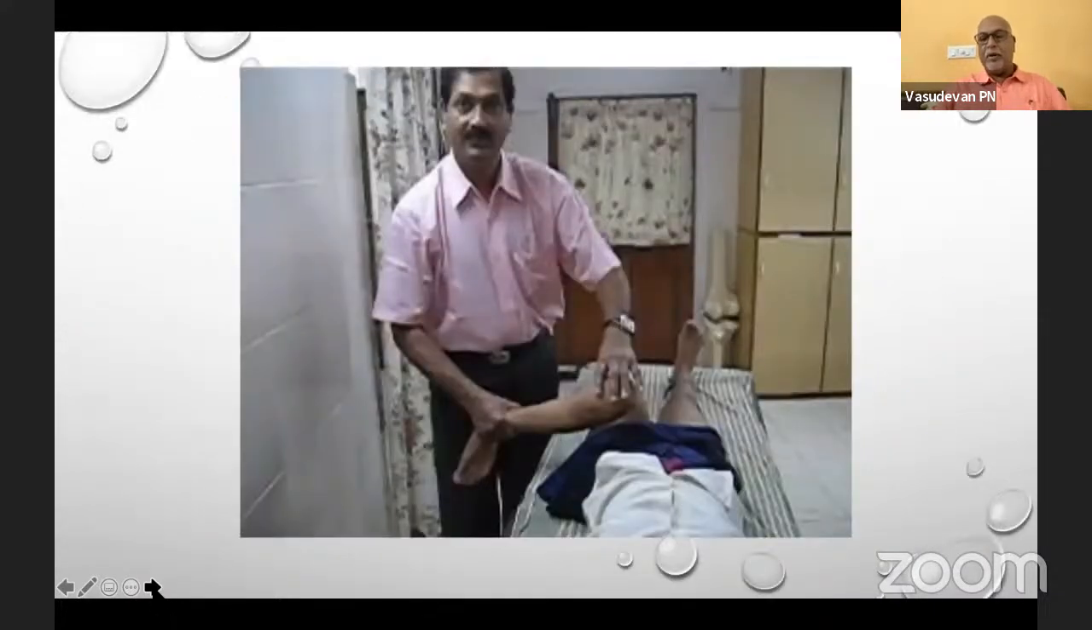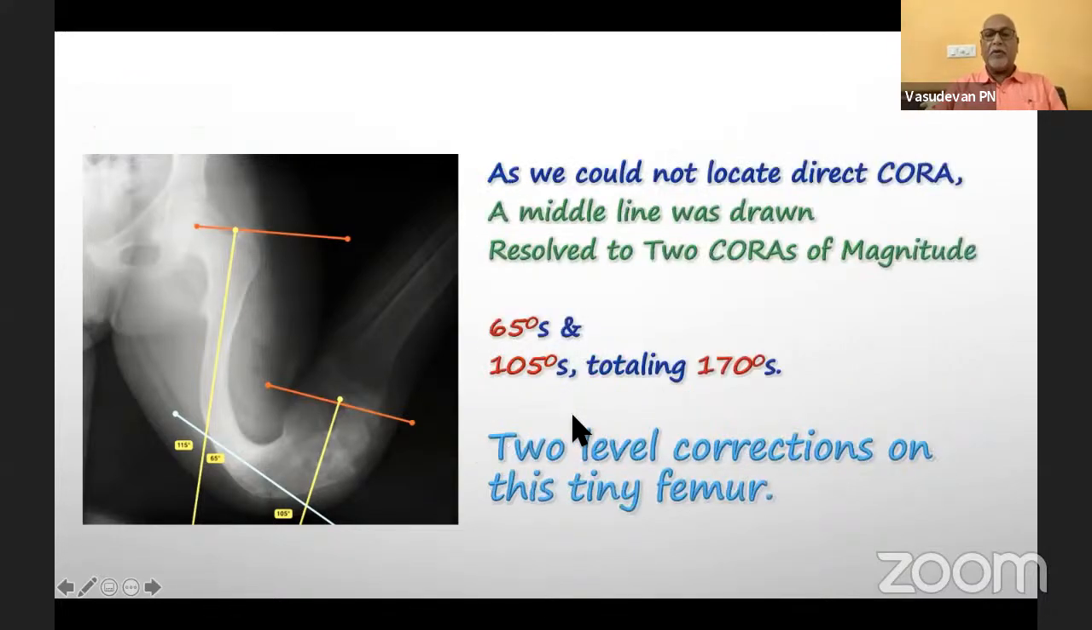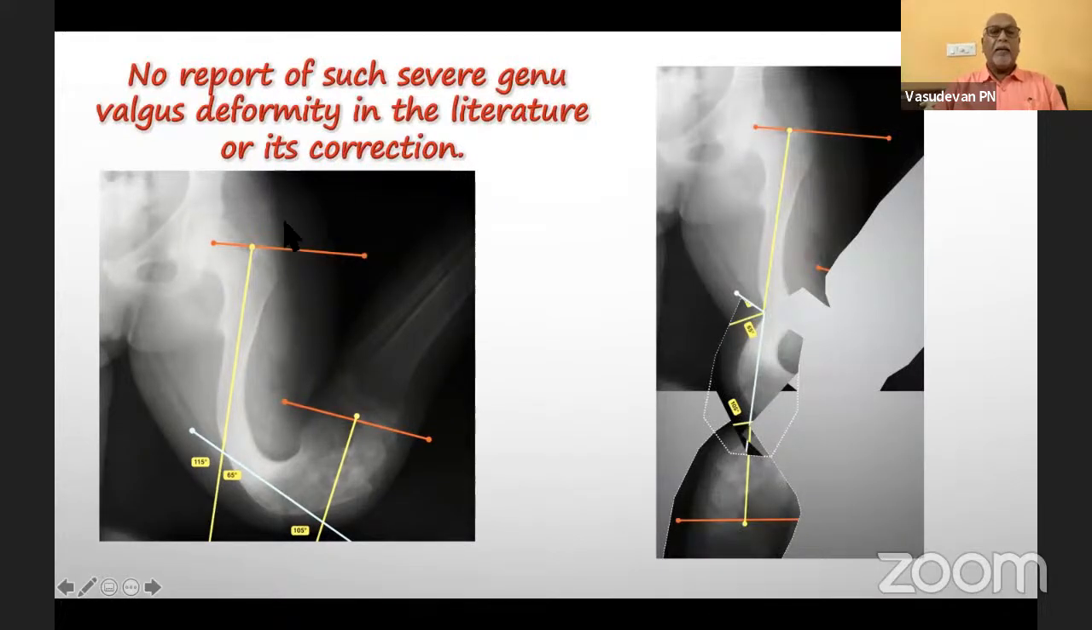I'm not running the video because it takes time. So this was the planning which I did, a proximal axis and distal mechanical axis. It is not meeting anywhere on the bone, far below the ground. So the CORA was far below the ground. So I made a middle line, and you can see 65 degrees there and 105 degrees here, totaling 170 degrees of distal femur valgus. As we have planned, I need one osteotomy at that level and another osteotomy here. Two level osteotomies. And here the problem is, such severe genu valgus and its correction has not been reported in the literature. So this was my planning on my Bone Ninja.